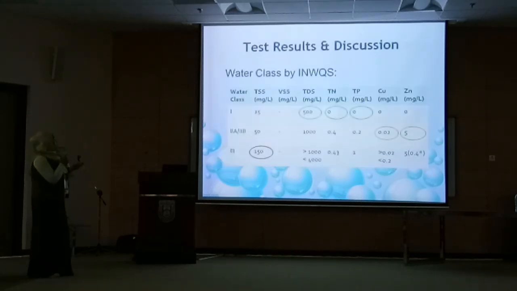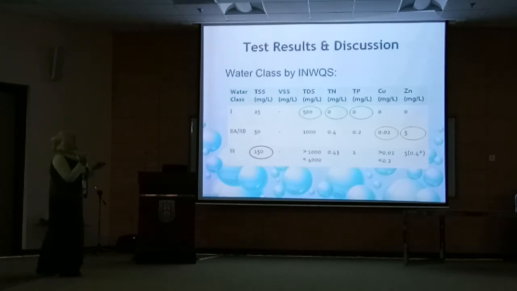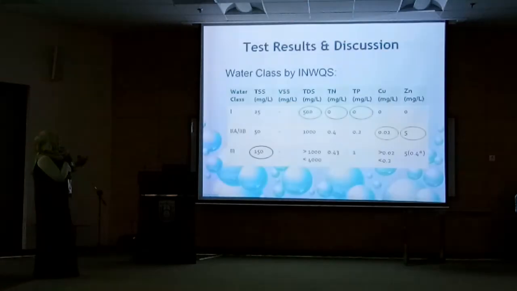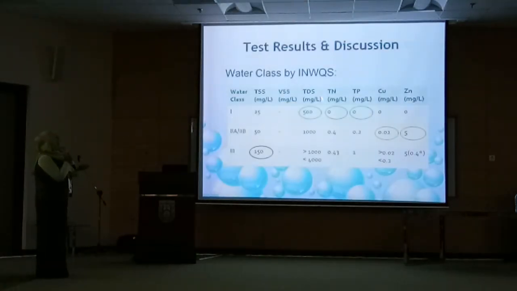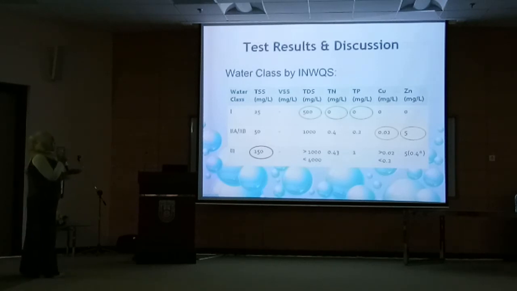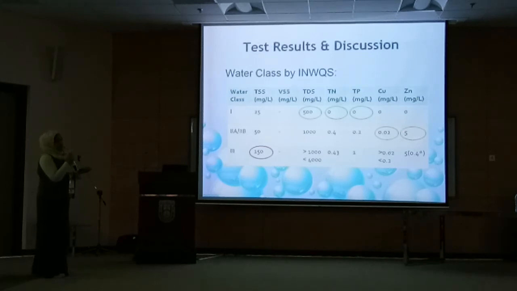Here is the classification, Interim National Water Quality Standard Malaysia. So this is TDS, it's under class 1 water. Class 1 water actually we can drink. The water we drink is class 1 water. And 2A and 2B water, copper and zinc are under this. They are somehow okay to drink, but not very good for long-term consumption. And TSS, suspended solid, is too much, 150 milligram per liter.